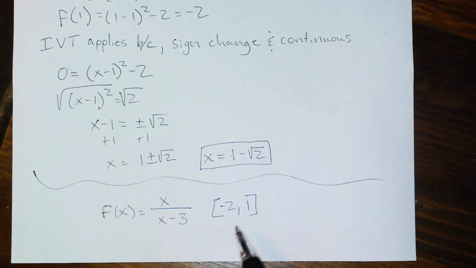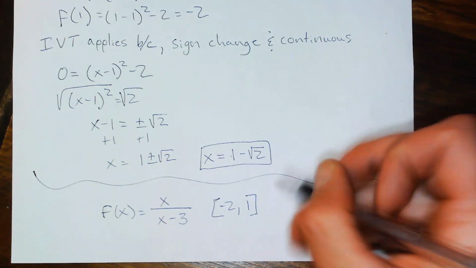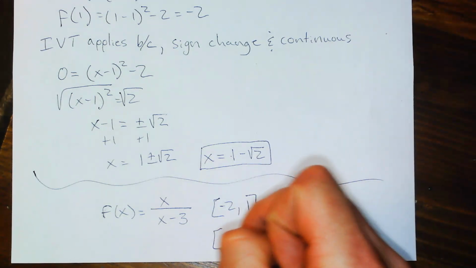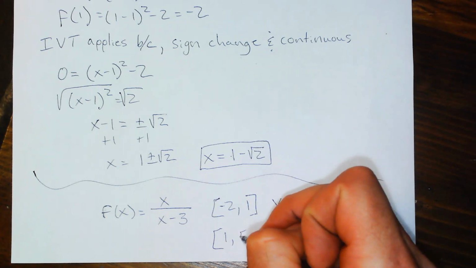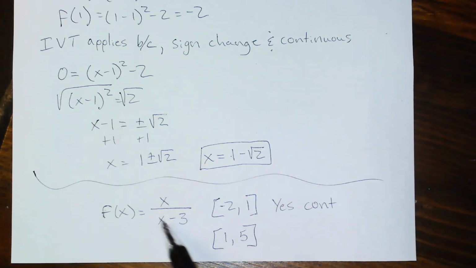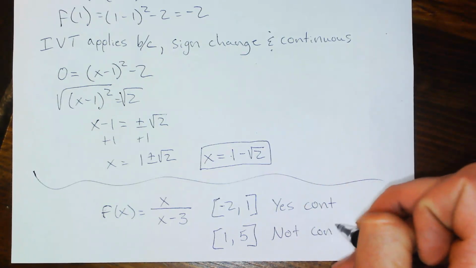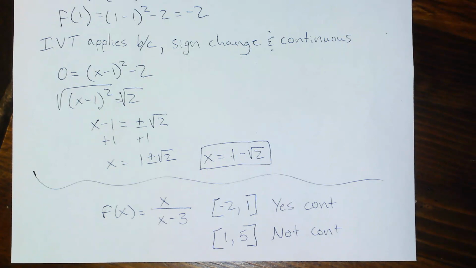Would that function be continuous on this interval? Absolutely. Yes, continuous. But what if my interval was from 1 to 5? Well, now my problem spot, x equals 3, fits within my interval. So this would be not continuous. Okay, so just be aware of that as you go through. We're focused on the interval that's there. Hopefully that's helpful and helps you tackle the end of the continuity unit.